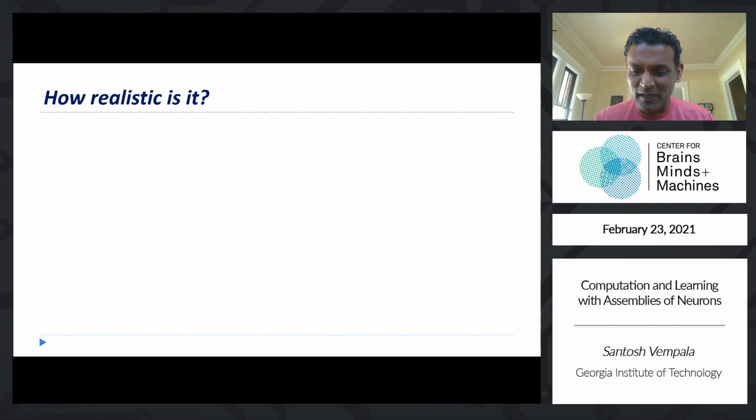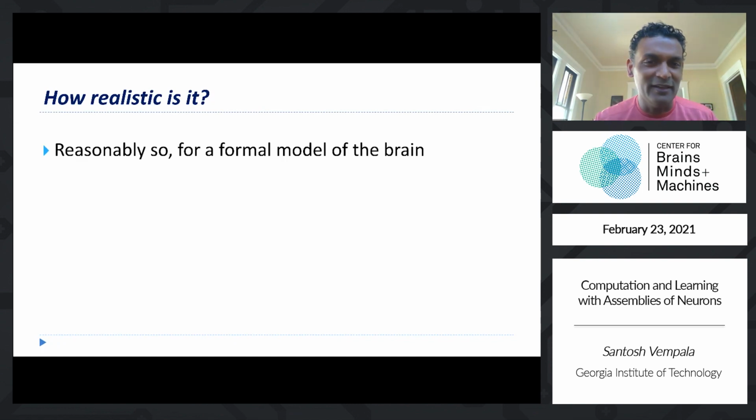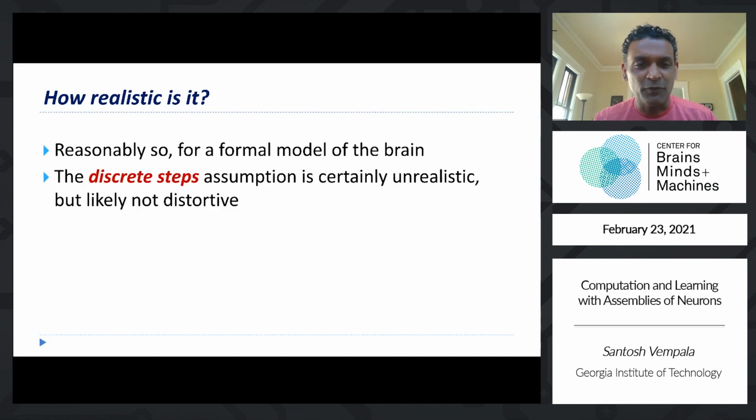How realistic is it? At one level, it's not realistic at all, but at another level, it's reasonably so. I mean, it's a formal model. It's not inconsistent with any of the biology. And given that it's an extreme simplification, maybe it's reasonably so. For example, the discrete steps assumption is certainly unrealistic. There's no reason to think that there's this coordinated activity at such a strong level. But as far as we can tell, it likely doesn't change the phenomenon that we're able to establish.